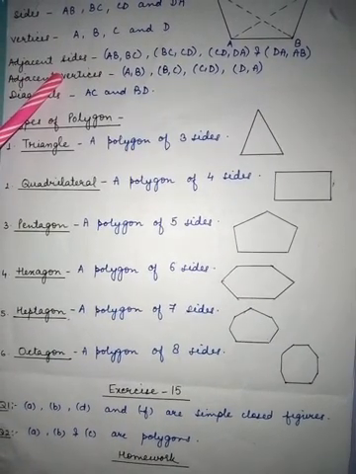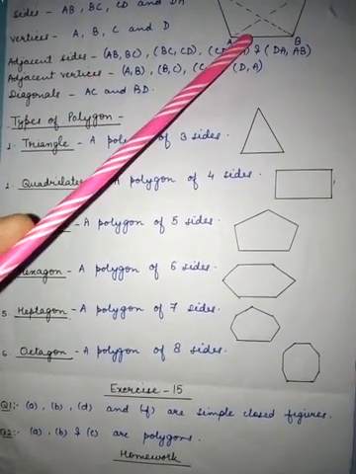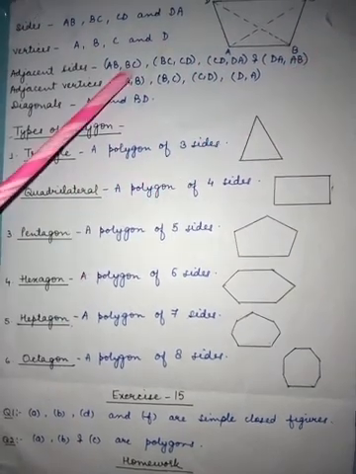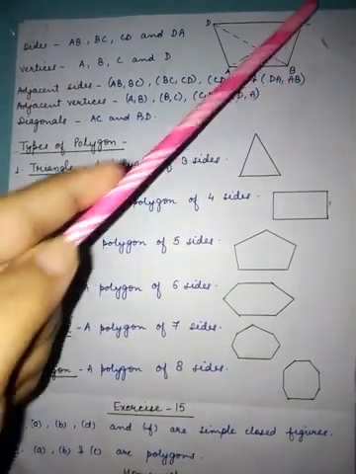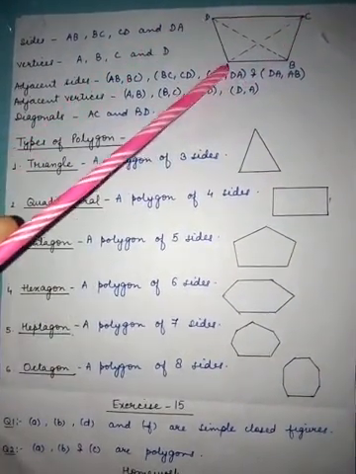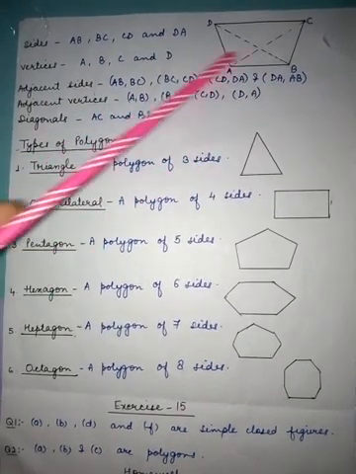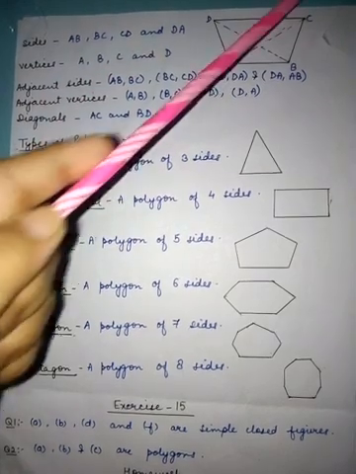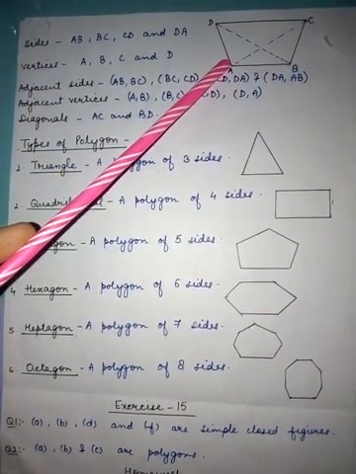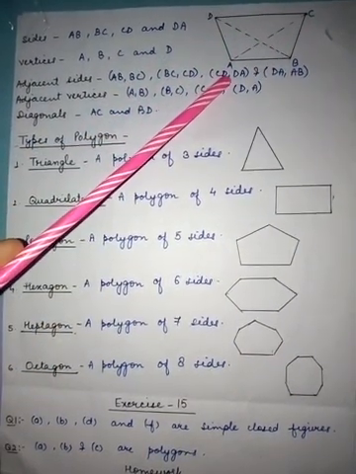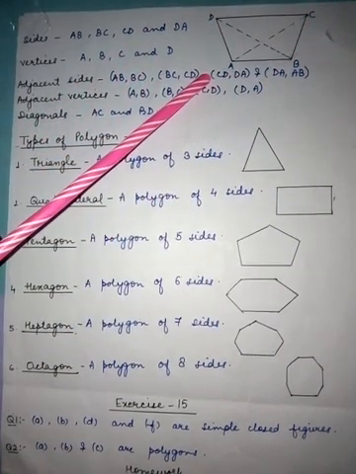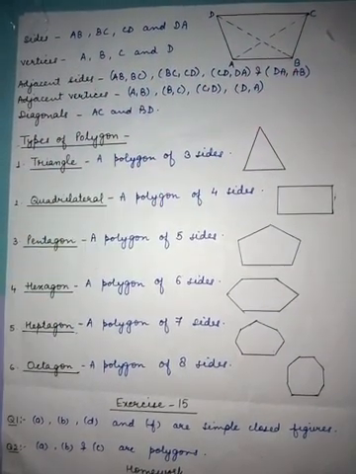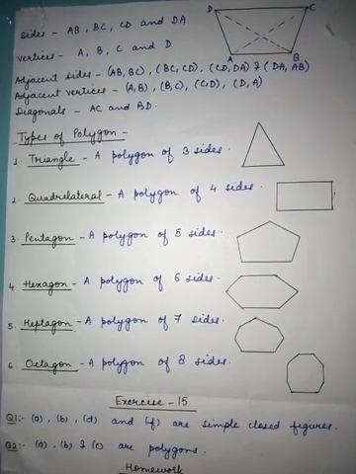Now adjacent vertices. Adjacent vertices means neighboring vertices. A, B; B, C; C, D; D, A. So there are 4 pairs of adjacent vertices. Now what are diagonals? When you join the 2 diagonally opposite vertices, you will get the diagonal. So how many diagonals are there in this polygon? 2.